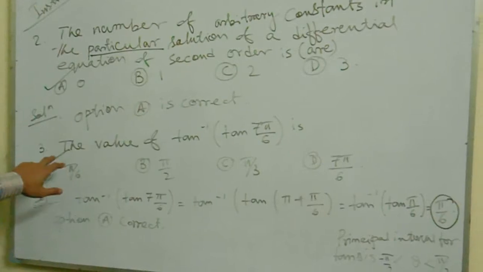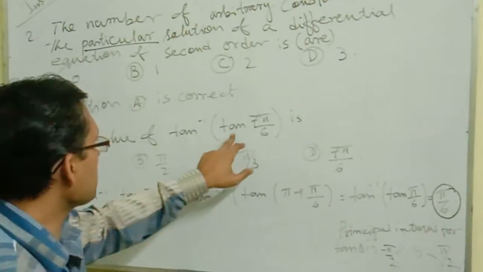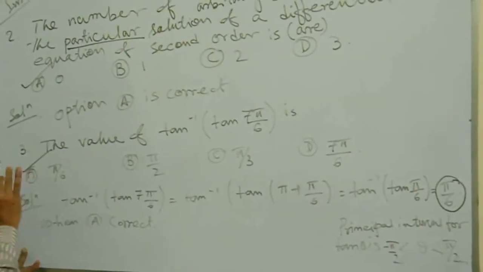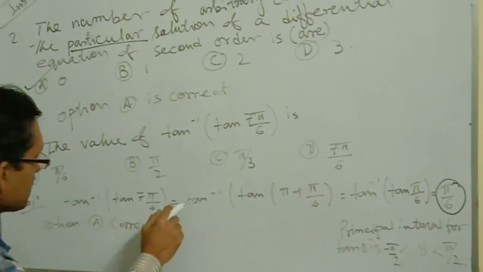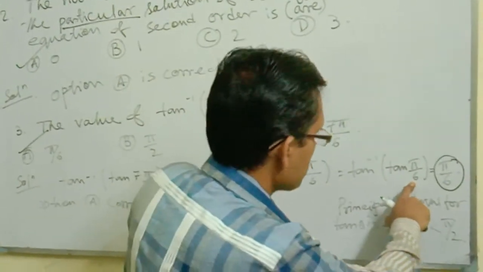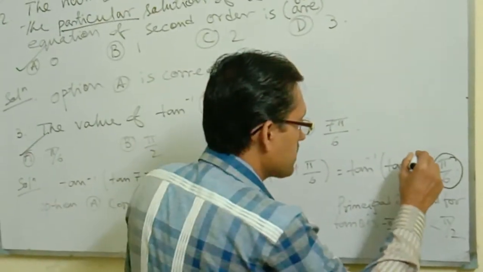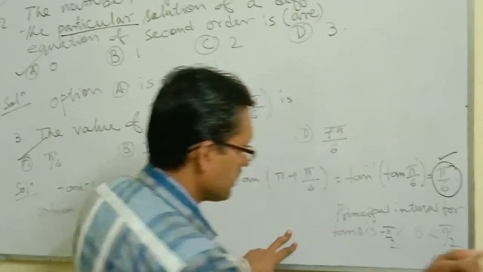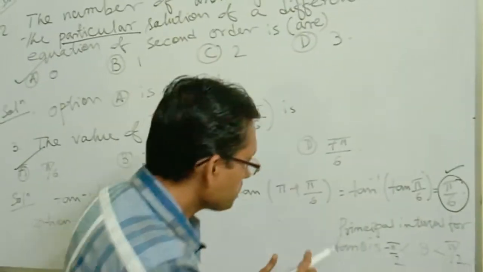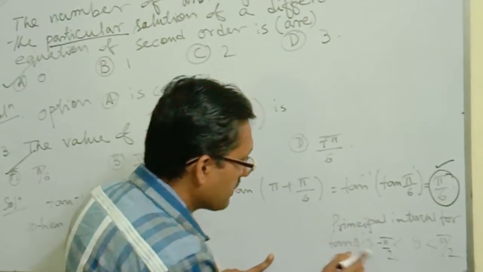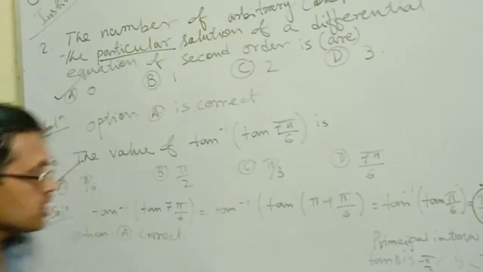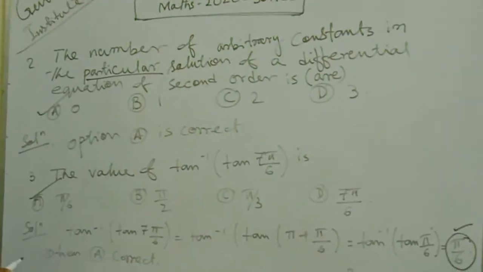Now come to question number 3. The value of tan inverse of tan of this: option A is correct. The reason is that tan inverse of tan of this equals tan of this, and the final result is this. Why? Because the principal interval for tan theta is that theta belongs to minus pi by 2 to plus pi by 2. So option A is the correct option.